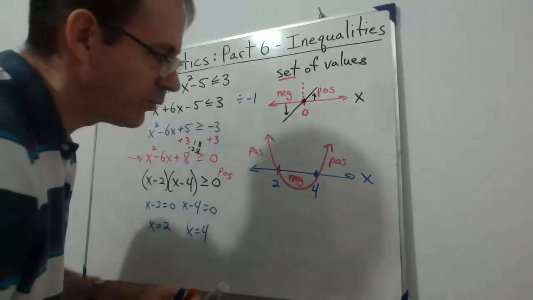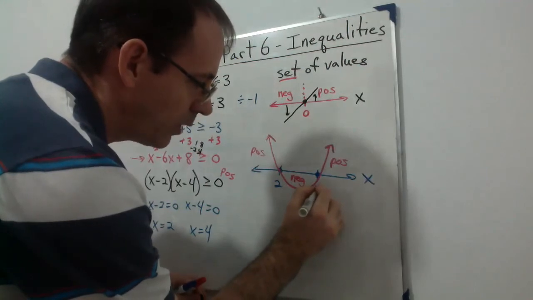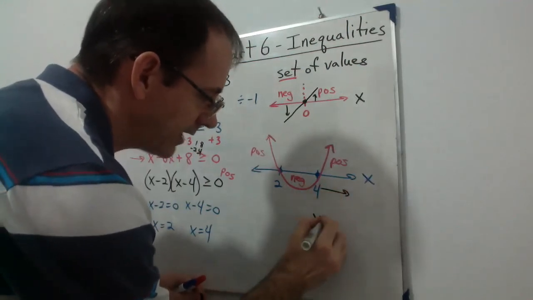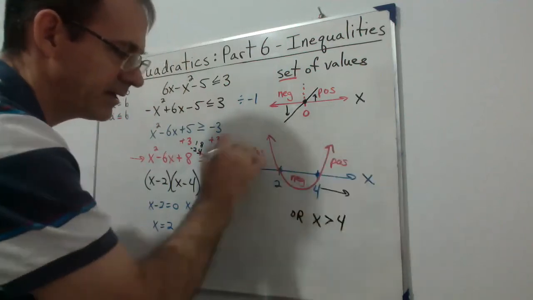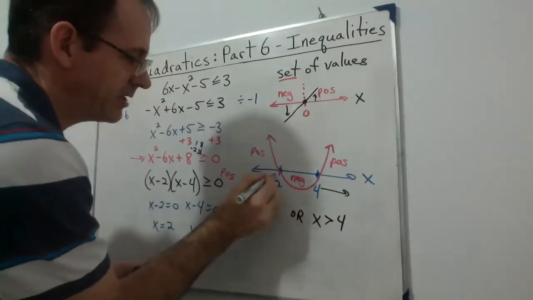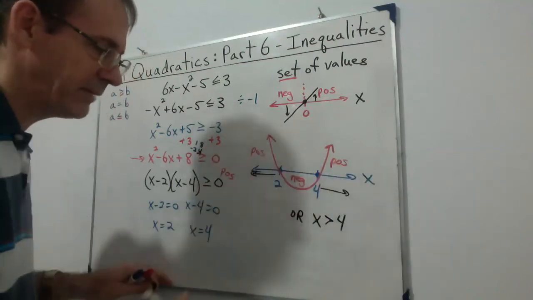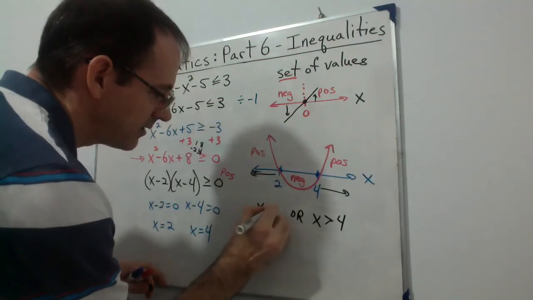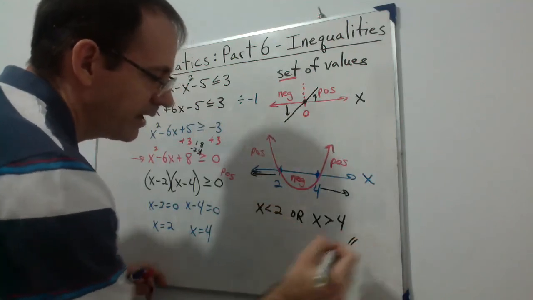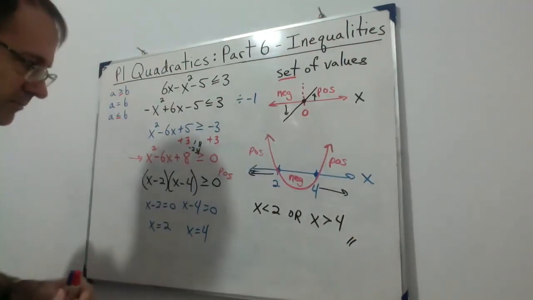So again, when we write our inequality, we want the positive, so x greater than 4. This is an or statement because we are going in opposite directions. Can't do both at the same time. Has to be one or the other. So this is x less than 2. And this is our answer set.